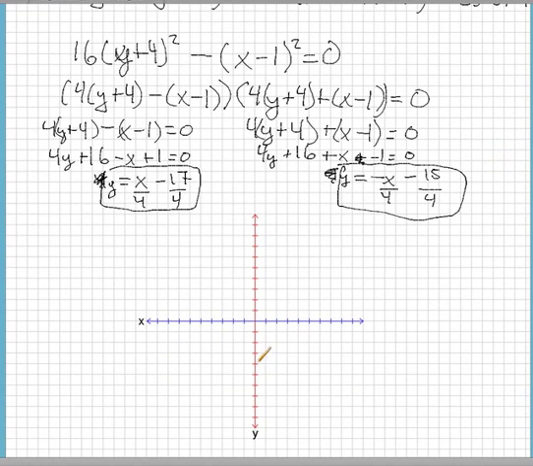So negative 4 is right here, and there's one point about a quarter above it.